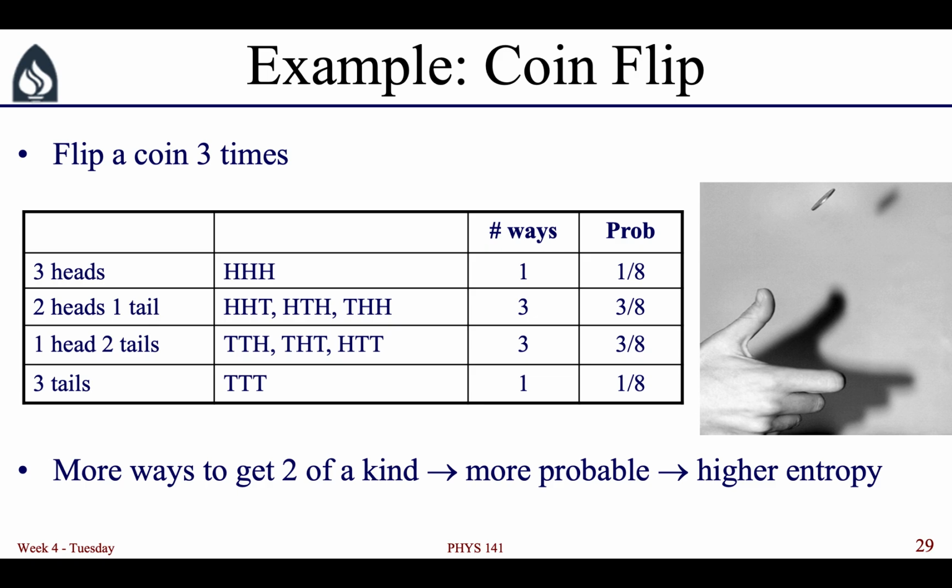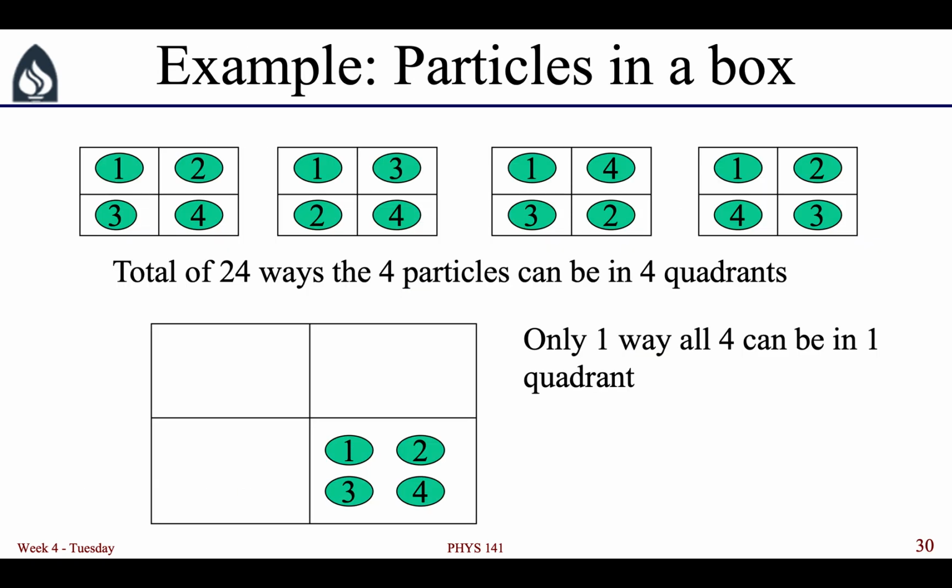To take another example, think about having particles in a box. Now let's say you label the particles 1, 2, 3, and 4. There are a total of 24 ways the 4 particles can be in the 4 different quadrants of the box. So if we split the box up into 4 different parts, just drawing imaginary lines here on the bottom of the box and seeing where the particles end up, if we have each particle in 1 quadrant of the box, there's 24 ways that can happen.